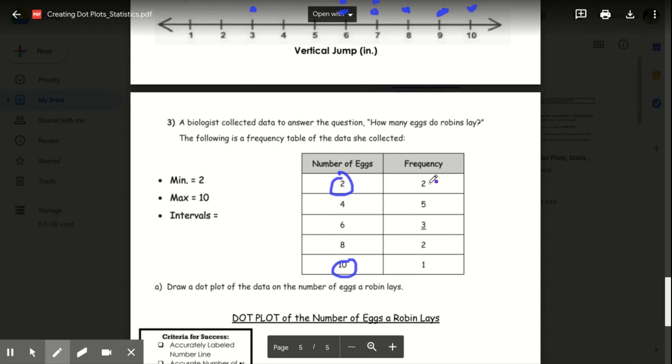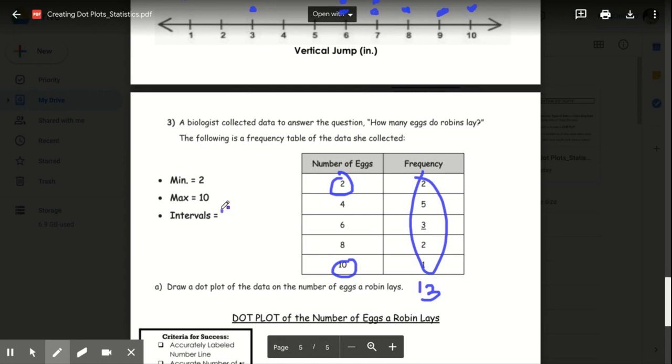So how many dots will I have here? 2 plus 5 is 7, plus 3 is 10, plus 2 is 12, plus 1 is 13. I'm going to have 13 dots, okay? I should have 13 dots here. My frequency adds up to 13. My minimum value is 2 eggs, and my maximum value is 10. So I'm going to go once again.